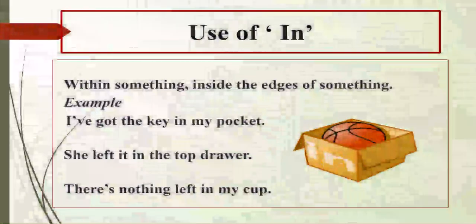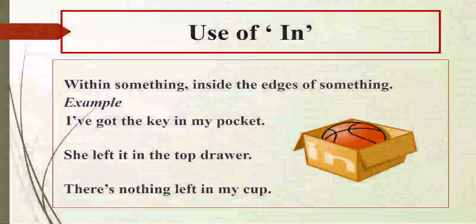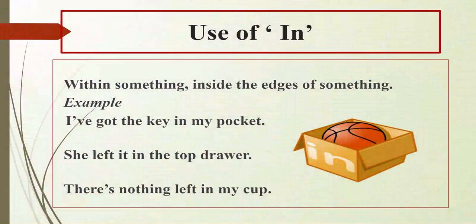Okay, let's move on to the next rule where we use in as a preposition of place. Within, sometimes inside, the edges of something. So in is also used when we're talking, I've got the key in my pocket. Something inside the edges of something. She left it in the top drawer. There's nothing left in my cup.